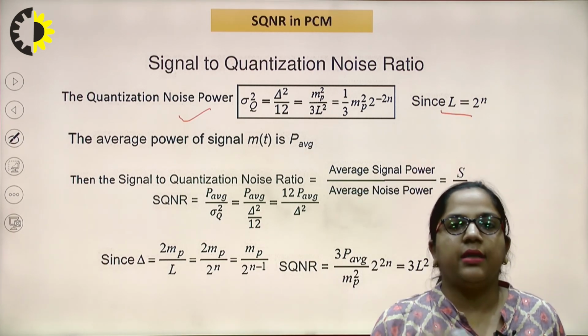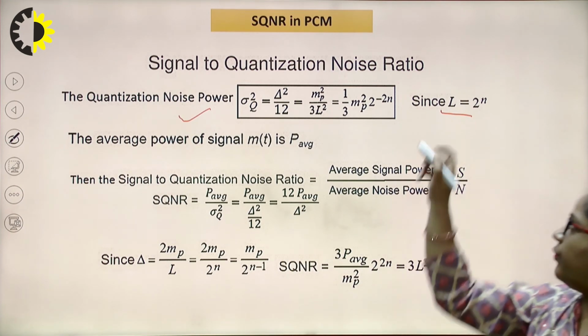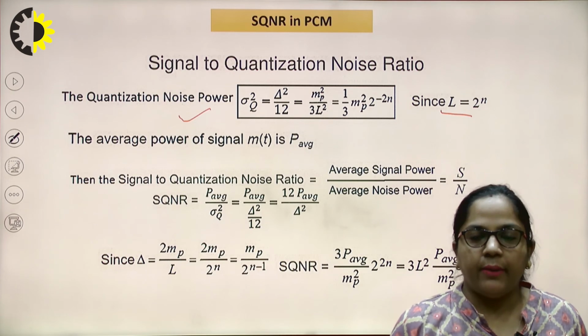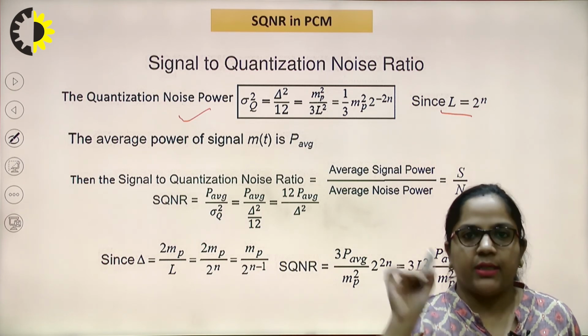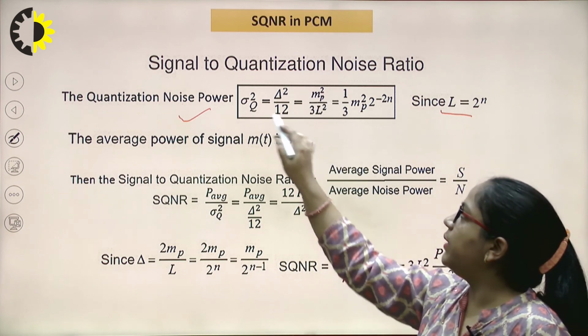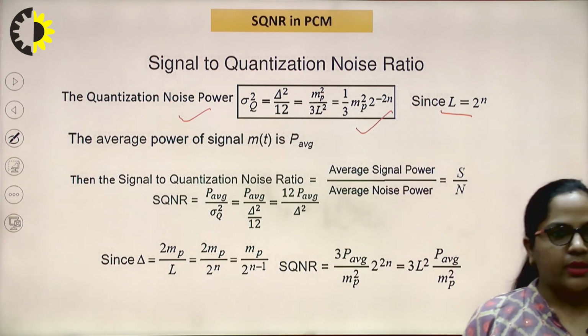n, where L is the number of levels that we have seen in the quantization process. How can we calculate the number of levels? It depends on how many bits are required to represent each level, that is 2 raised to the power n. So after putting all these in this formula, we will get the quantization noise power equal to this value.